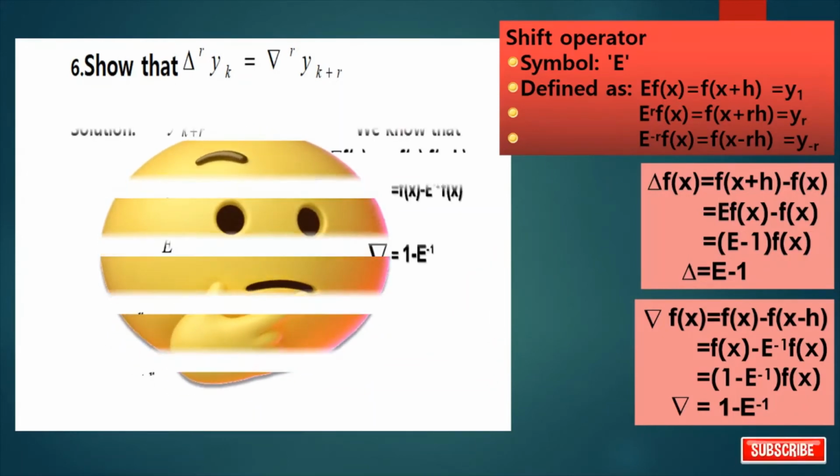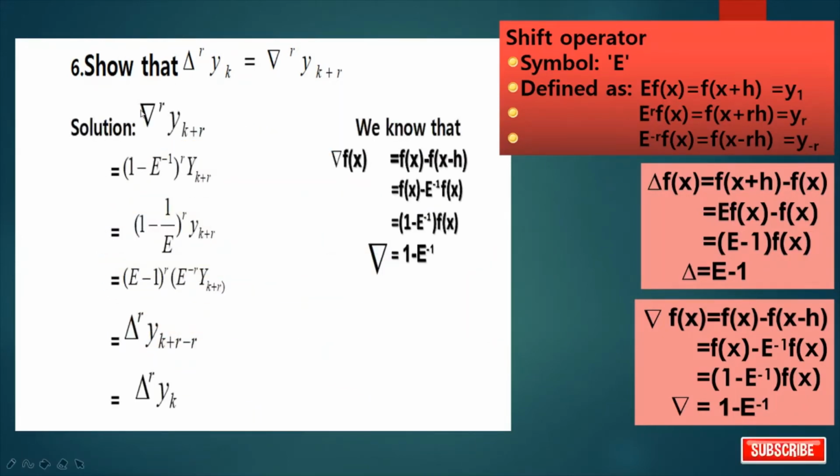Now the solution is, what is the value of nabla to the power r y(k plus r)? Nabla to the power r means, nabla means 1 minus e to the power minus 1, right here. After calculation we get (e minus 1) whole to the power r into e to the power minus r y(k plus r). And what is e minus 1? It is delta. So delta to the power r into what is e to the power minus r? It is shift by minus r. So y(k plus r minus r). So the value is delta to the power r yk.